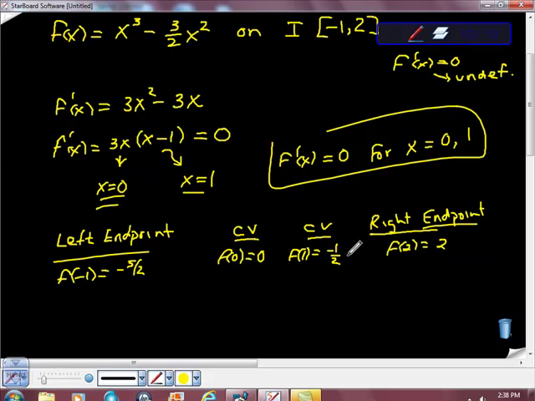Now it gets super easy. You just look for the largest and smallest numbers, and in this case, they happen at the endpoints. So we have this as a min value and this as a max value.